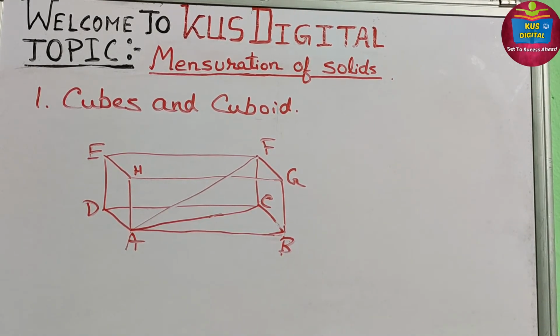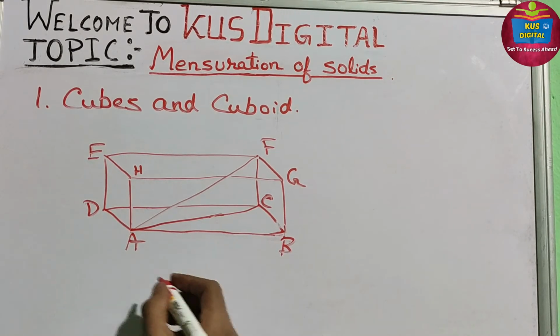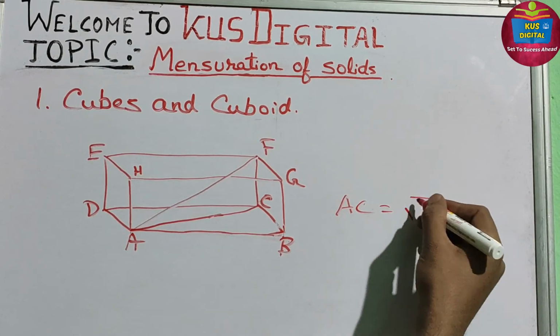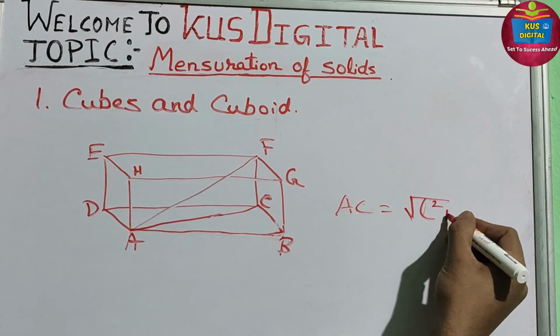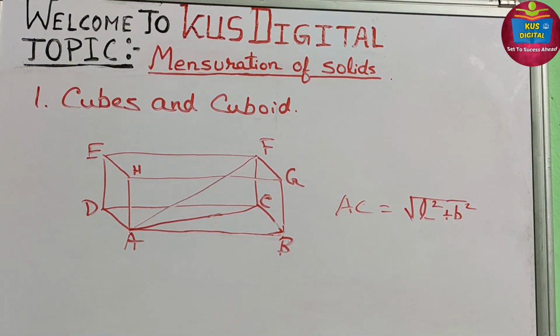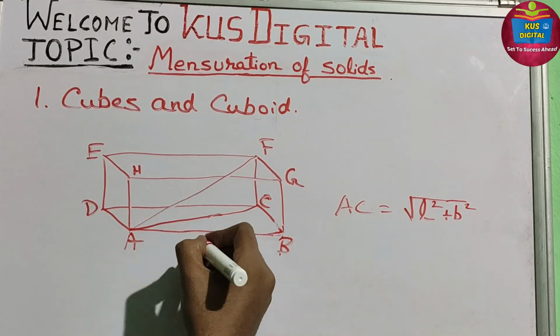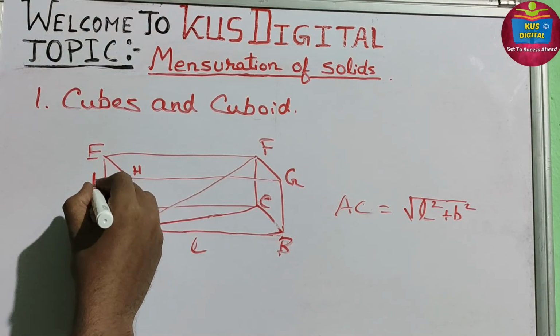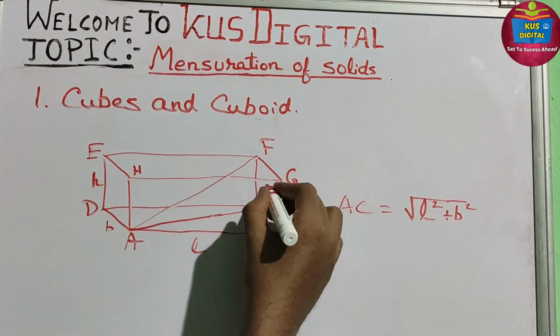So for the base, the diagonal will be what? To find out the diagonal of a cuboid, first of all we need to find out the diagonal of its surface, that is the rectangle ABCD. So to find out the diagonal of the rectangle ABCD, what will be the formula? AC equals root over of length square plus breadth square. We all know length square plus breadth square root over is the diagonal of a rectangle. So this is length, this is breadth, and this is height.